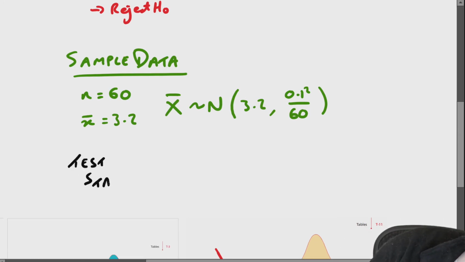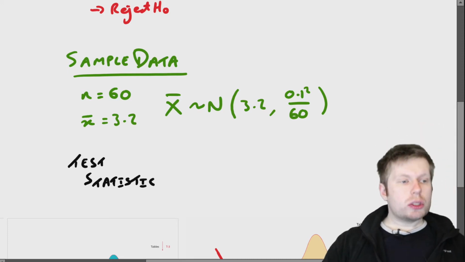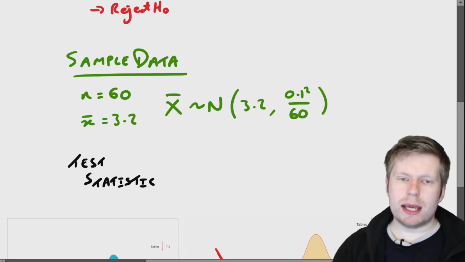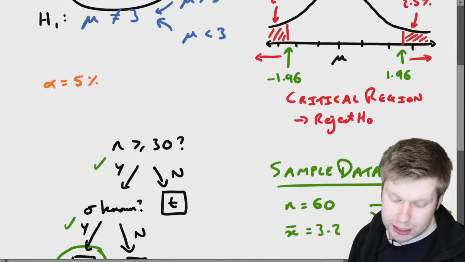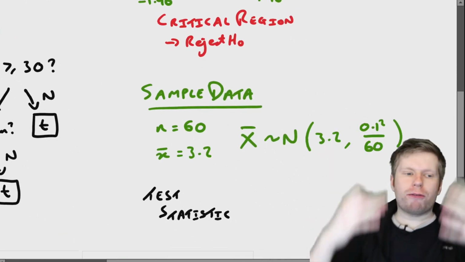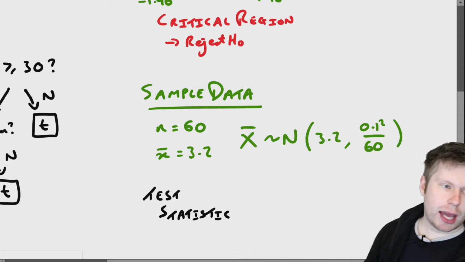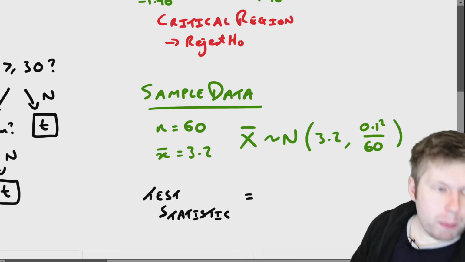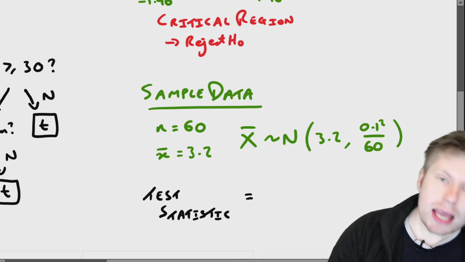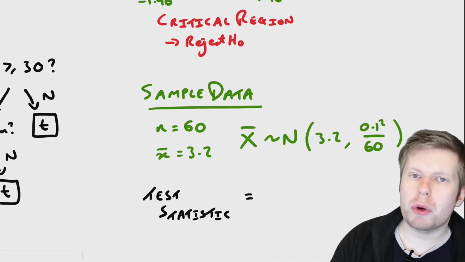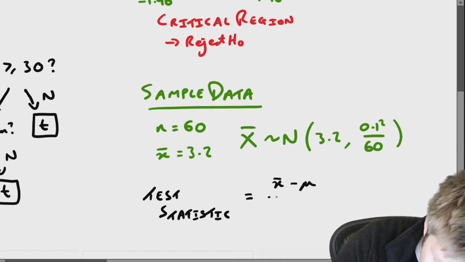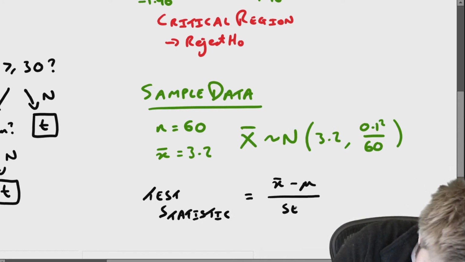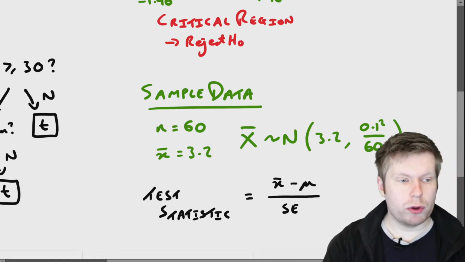Now all my test statistic literally asks is how many standard deviations from the hypothesized population mean, so in other words the 3 amps, okay, how many units of standard deviation does my sample data lie away from that hypothesized null hypothesis mean, okay? So I need to work this out. Well, just remember that the way I can work this out is by using the formula of standardizing. So I'm going to use x bar minus the true population mean divided by my standard error. So in this case, my standard error is 0.1 over root 60.